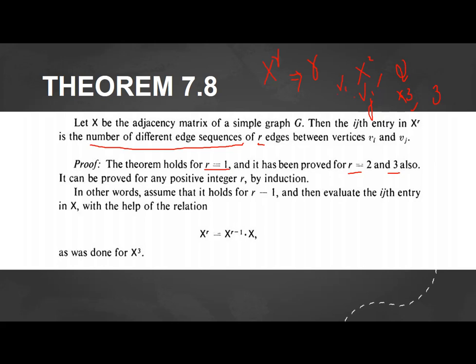Putting it another way, let us assume that it holds for r minus 1 and then evaluate the ijth entry in x raised to r with the help of the relation x raised to r is equal to x raised to r minus 1 into x. Didn't we find x cube earlier? How did we find x cube? We calculated x cube as x square into x, right? It was on the basis of this relation that we found the values of x cube.